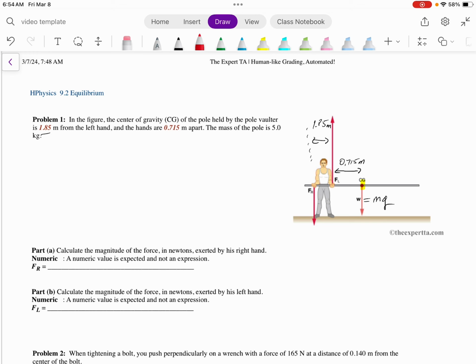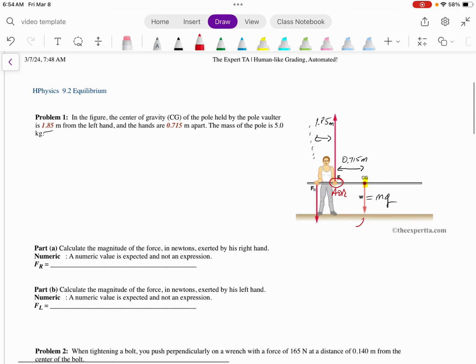We don't know anything about the left hand or the right hand's force, so I'm going to pick the left hand as my axis of rotation, so I can eliminate it from the torque equation. About that axis, the weight causes a torque that will be negative, and I'll call it torque sub W for the weight of the pole. The force from the right hand causes a positive counterclockwise torque, which I'll call torque sub R. Since this is an equilibrium, the sum of the torques must equal 0.